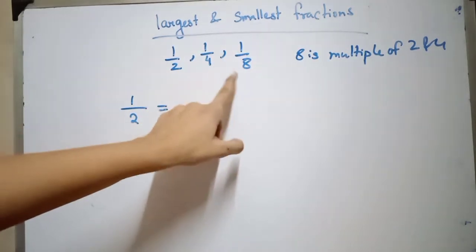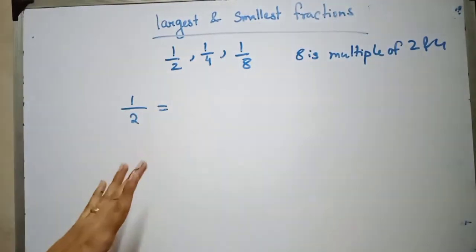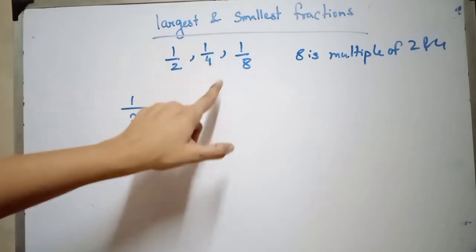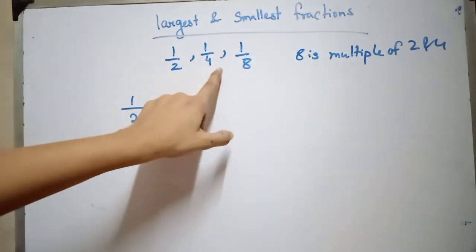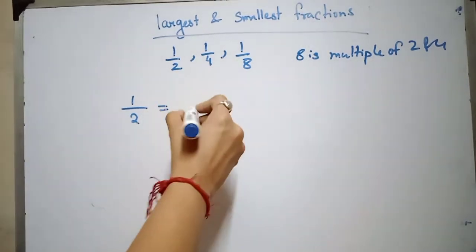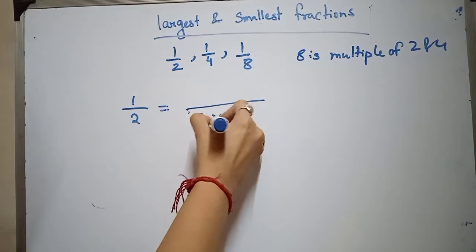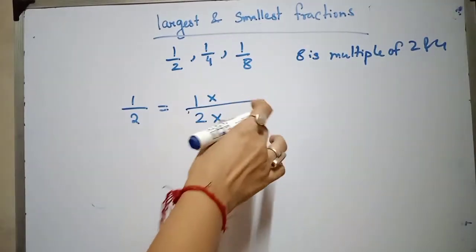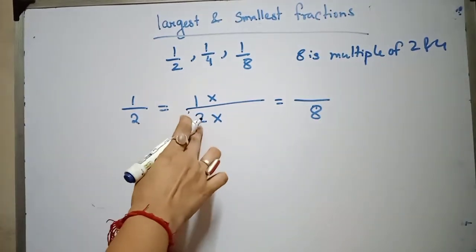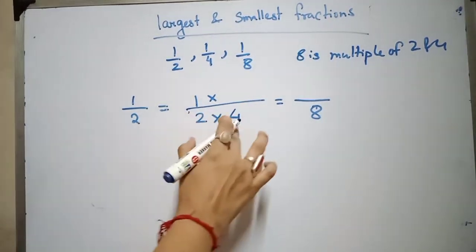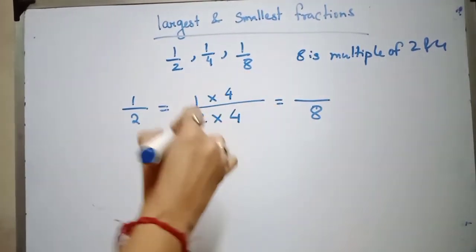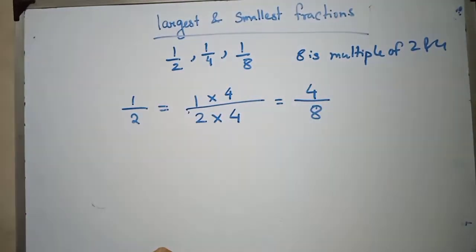As I can see that 8 is a multiple of 2 and 4, we will try to make the fractions 1/2 and 1/4 equal to fractions such that the denominator becomes 8 for both. That is, I have to multiply 2 by a certain number and 4 by a certain number, which will make the denominator 8. So 2 can be multiplied by 4 because 2 into 4 is 8. If I multiply the denominator by 4, I have to multiply the numerator by 4 also. So it will become 4 by 8.